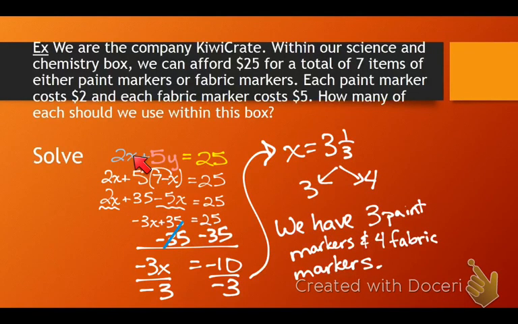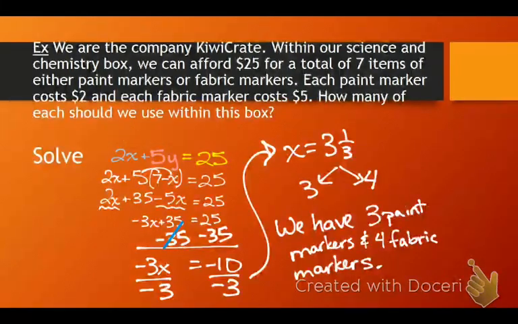So like 2 times the number of paint markers, so 2 times 3, we're at 6. So this is a hypothetical. We've got $6 so far plus, well, 5 times 4. $5 times the 4 fabric markers, which is 20. We get over budget, so this is bad. So our guess of rounding down is bad. Let's round up and see what happens.